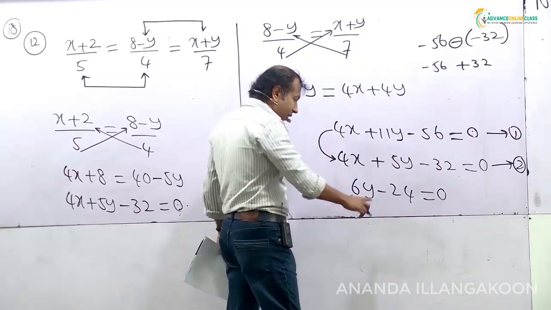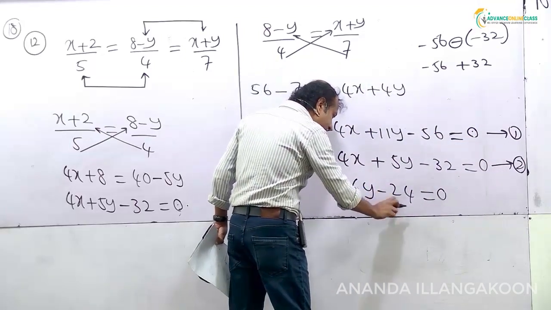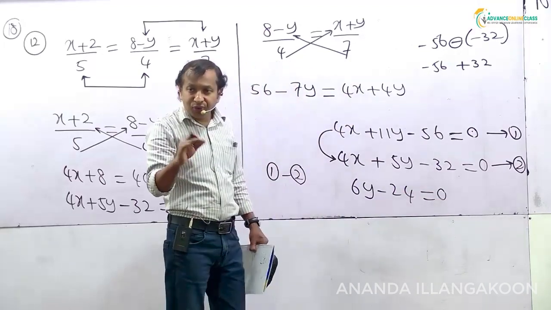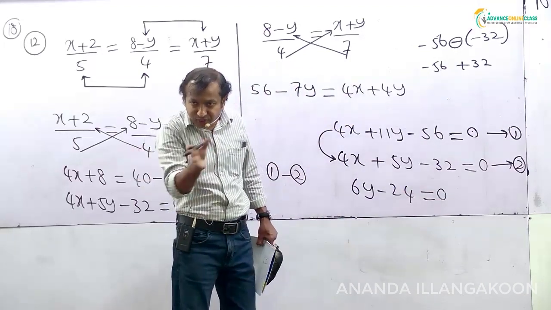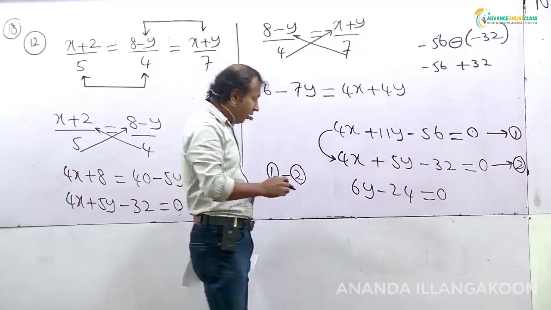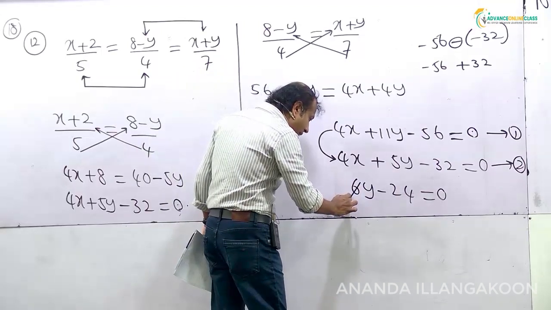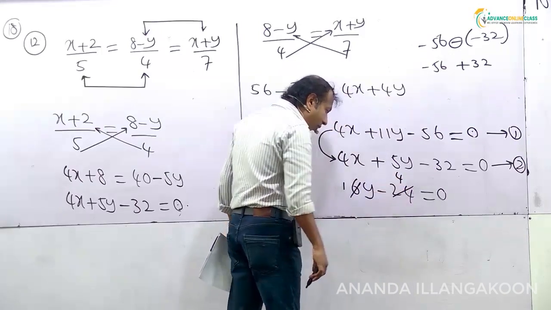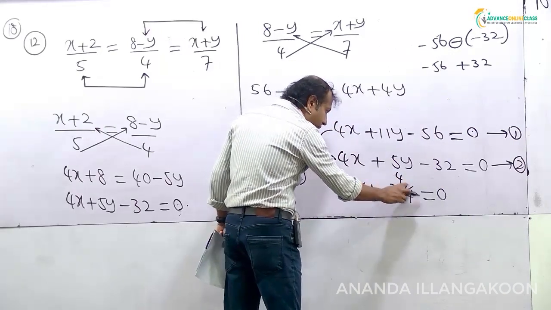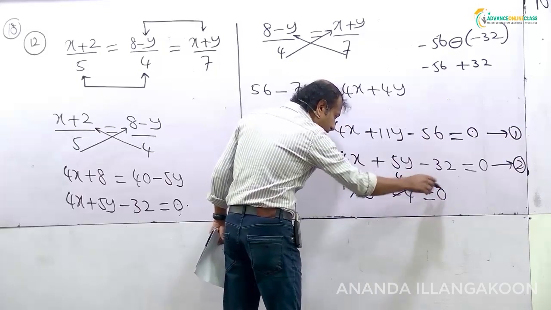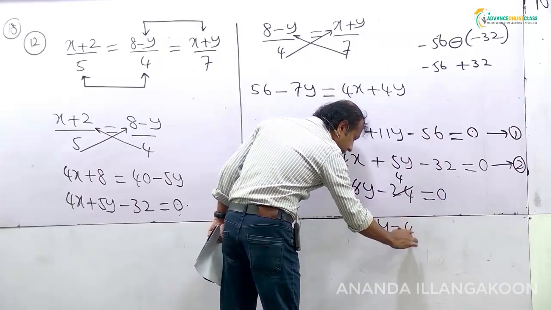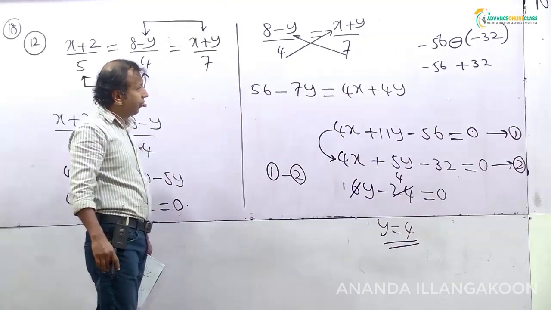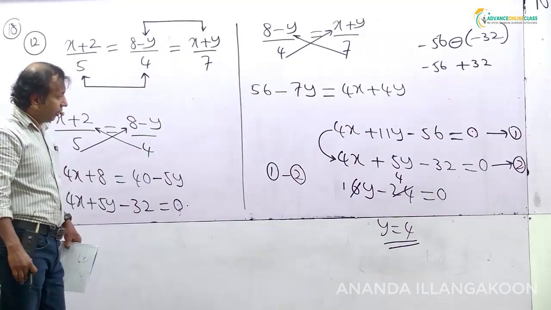We can divide this term and the right-hand side 0 by 6. You know, both sides of an equation we can divide by the same value, it won't change. Then 6 divided by 6 is 1. 24 divided by 6 is 4. y minus 4 equals 0 means, bring this to the right-hand side, y equals 4. Right. y is 4, people.